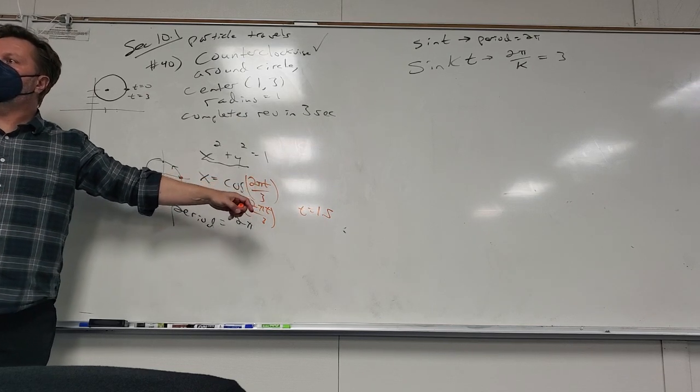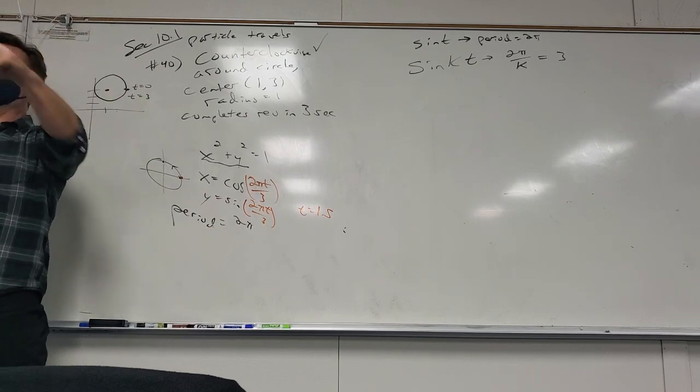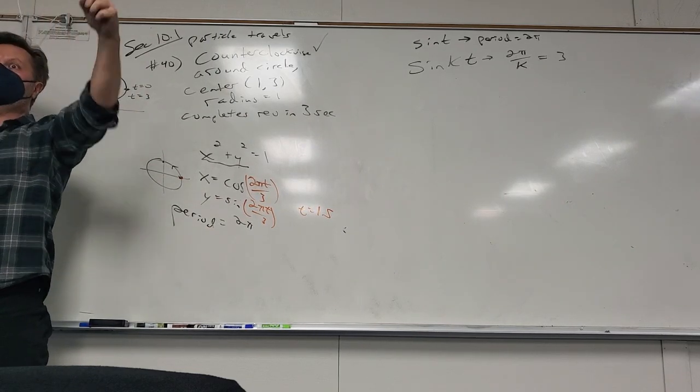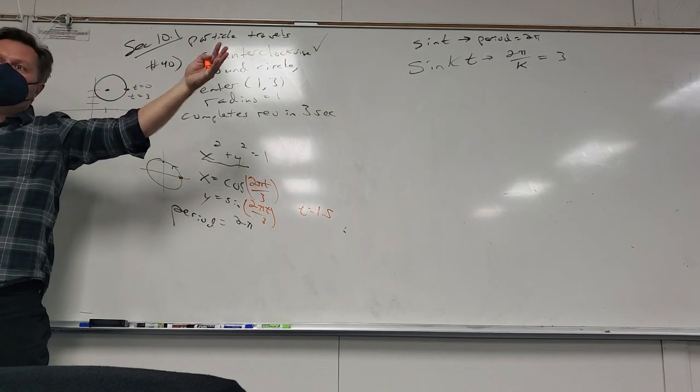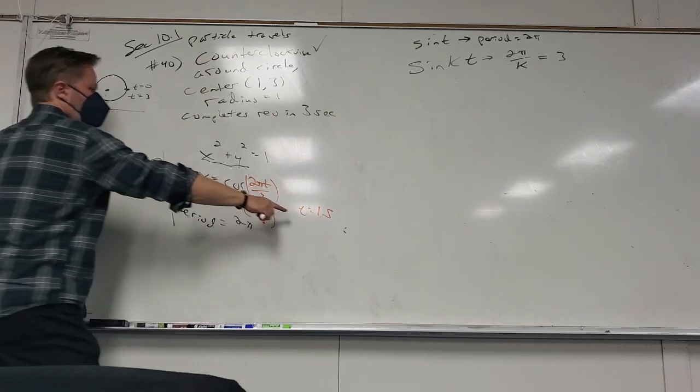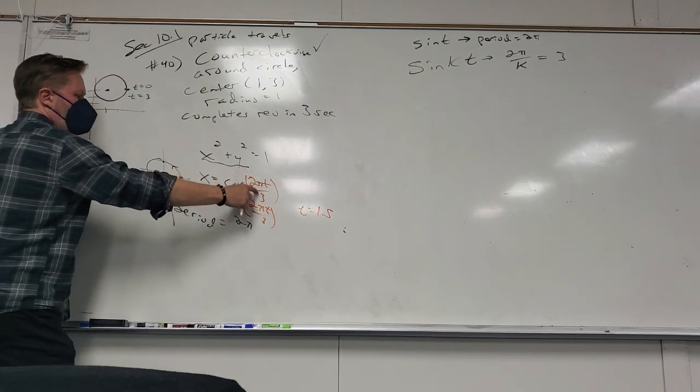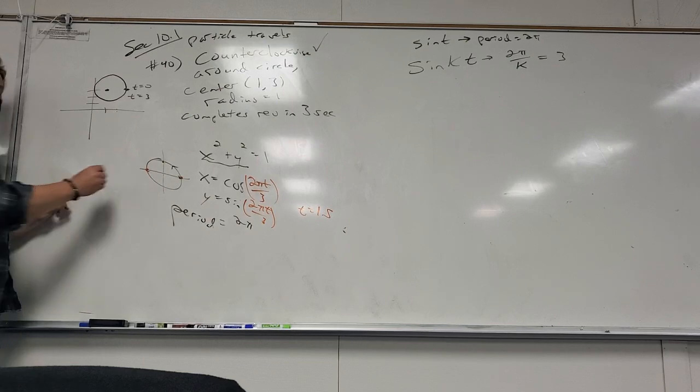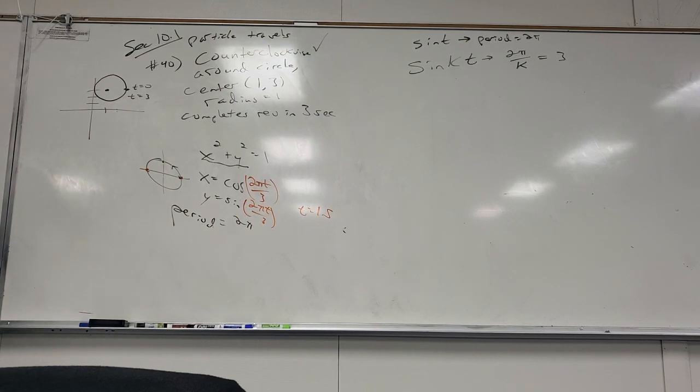Then why did I pick 1.5? Because if it takes 3 to get around the whole thing, at 1.5 it should end up there, correct? I'm just checking when I'm done. So sure enough, I put t equal 1.5 and I get pi.